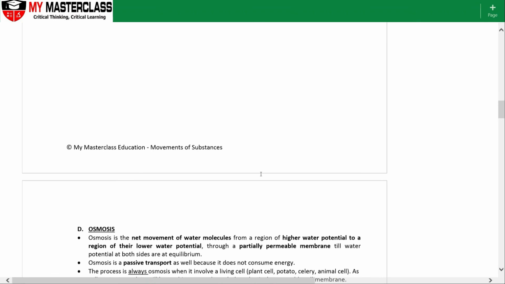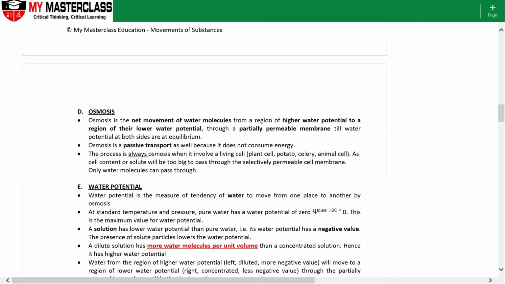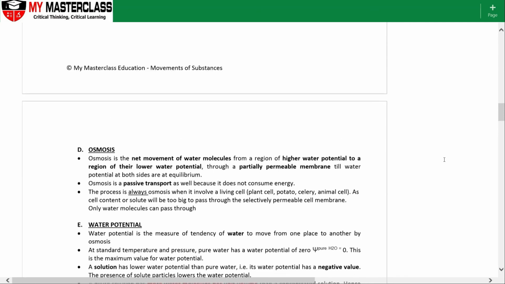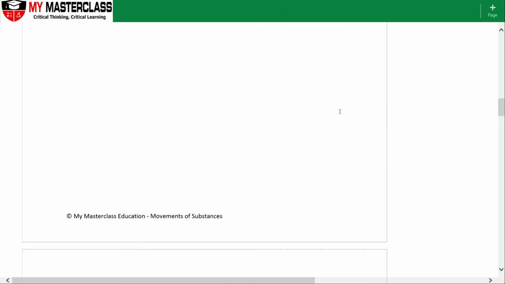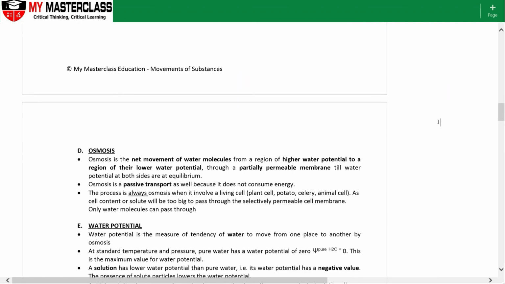The next part we'll be looking at is osmosis, which is a type of diffusion but only for water molecules. Whereas the diffusion that we looked at is for almost every type of molecule. So we'll look at the next one next. Thank you.